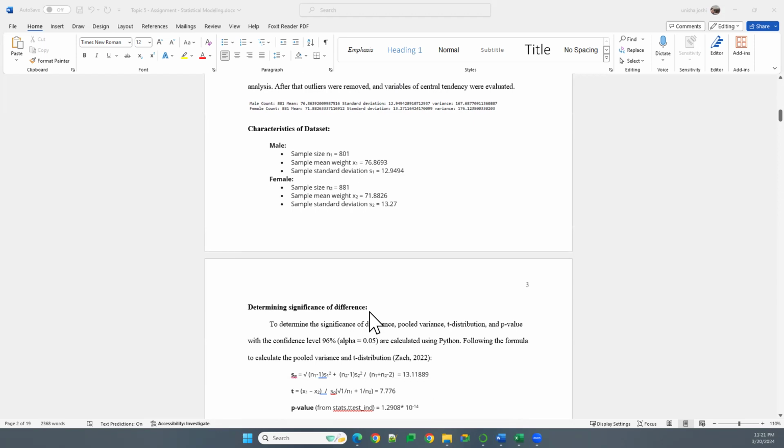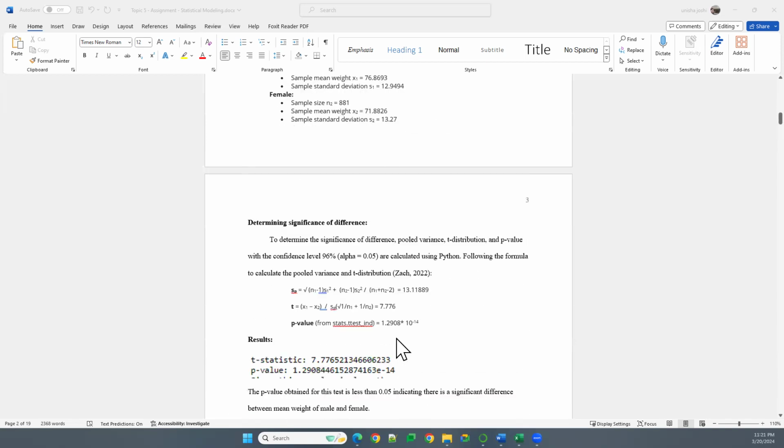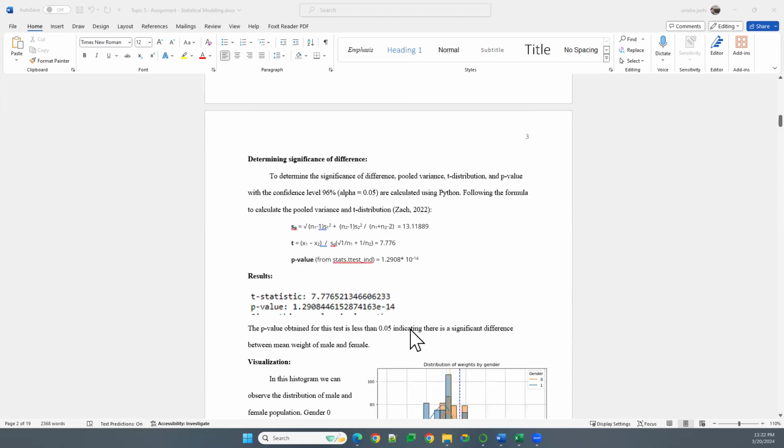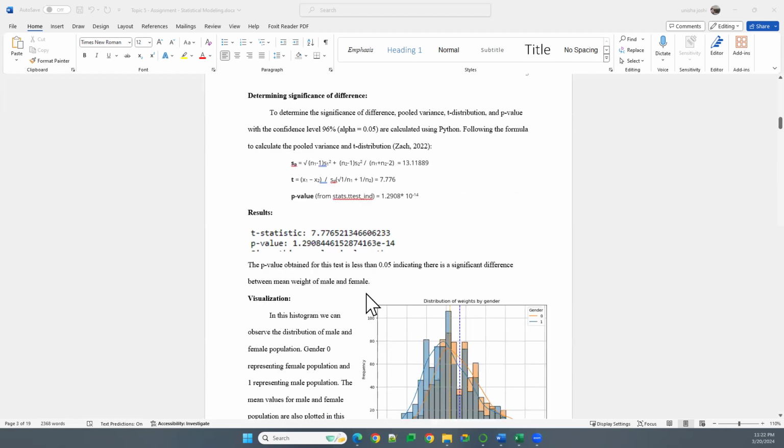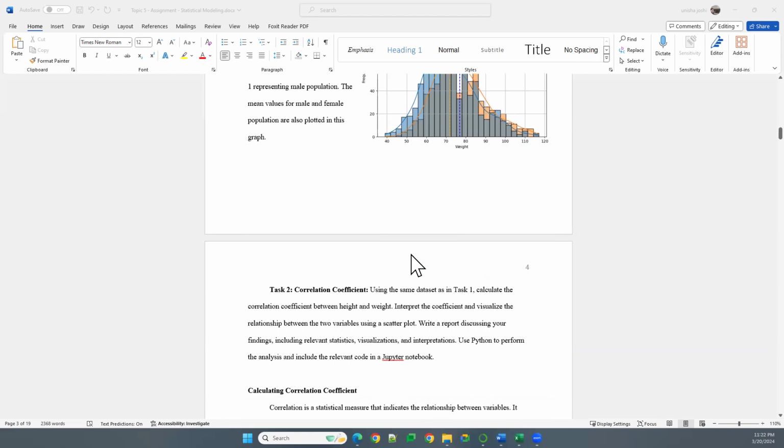Firstly, I calculated the two sample t-test. I received the t-statistic value as 7.76 and the p-value of 1.29 times 10 to the power minus 14, which is less than 0.05. That proves that there's a significant difference between the mean weight of male and female. And I did the visualization of the distribution of weights by gender for the male and female. That's all for task 1.